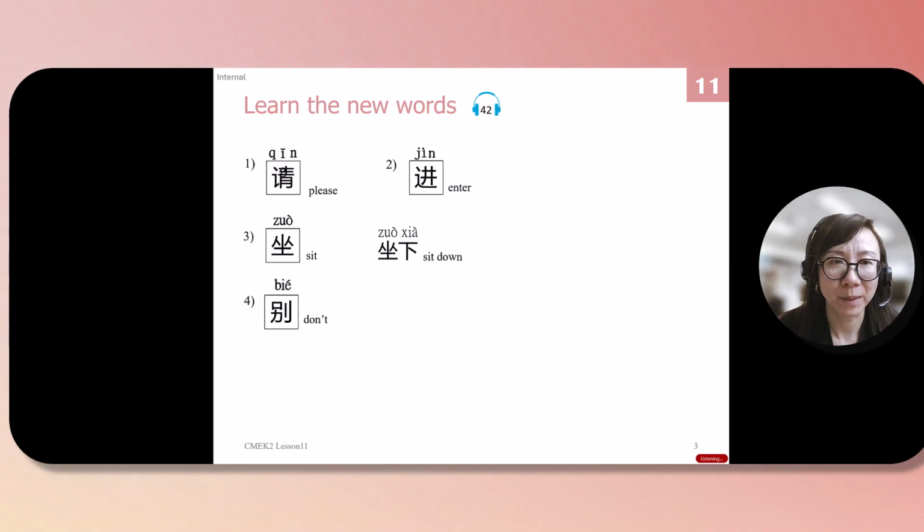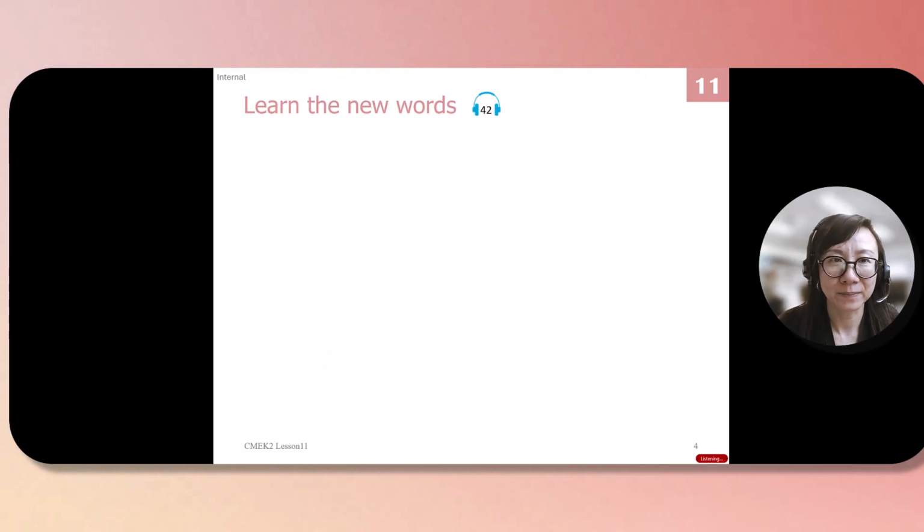别 don't. 说话 speak or talk. So we can link 别 and 说话 together to make don't speak, don't talk, as 别说话.